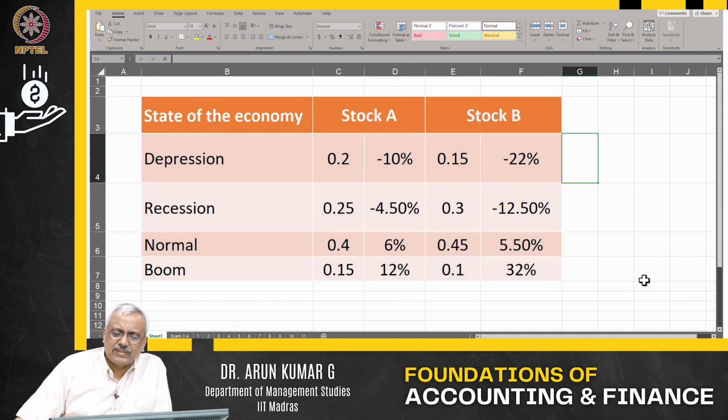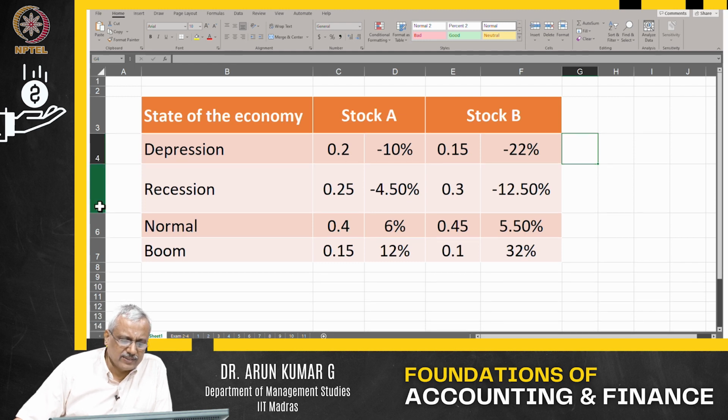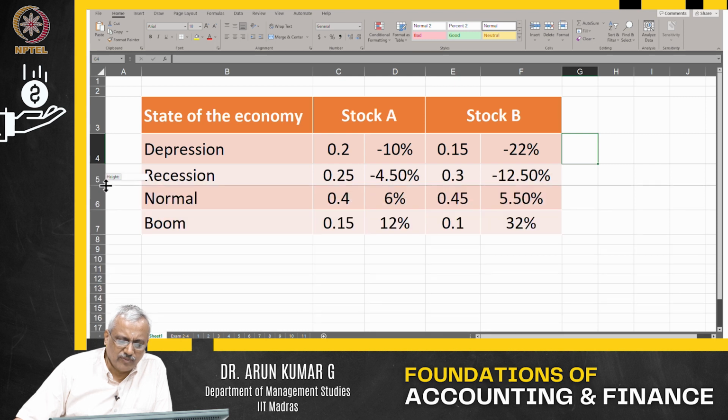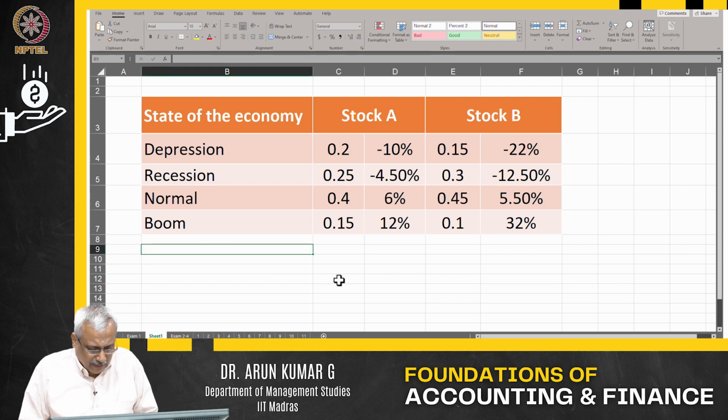Now, this is a basic aspect of what you have. This is the state of the economy, and these are the returns that you are basically going to get for the two stocks out here. So, what is the idea? Expected return.